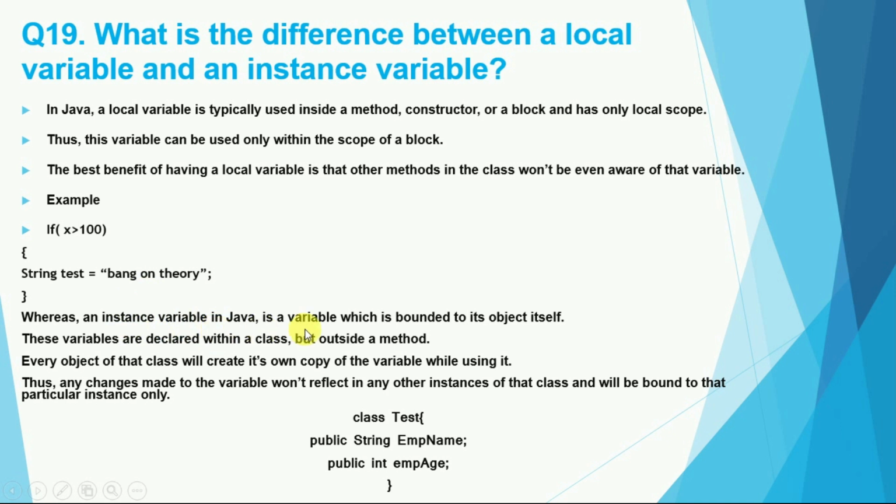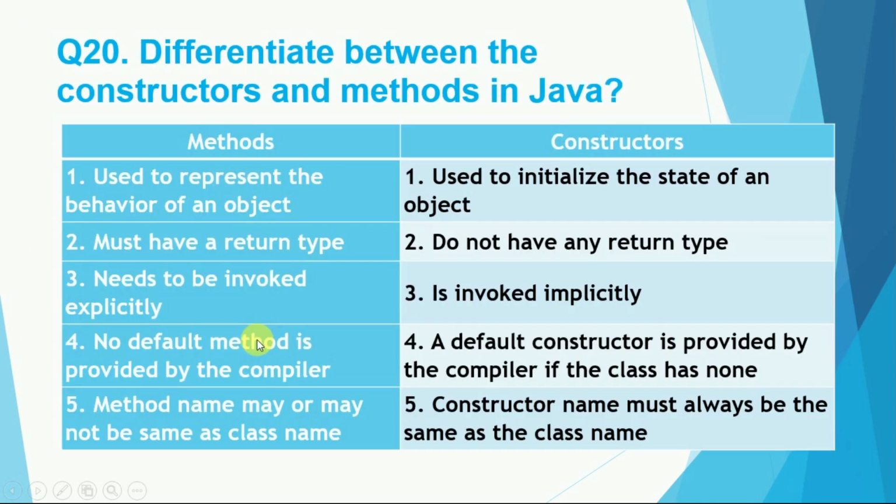Whereas an instance variable in Java is a variable which is bound to its object itself. We can say it is a variable which is outside the method and inside the class. As we can see, these two variables are inside the class but outside the method. Every object of that class will create its own copy of the variable. So any changes made to the variable would not reflect in any other instances of that class and will be bound to that particular instance only. I hope you understood the difference.